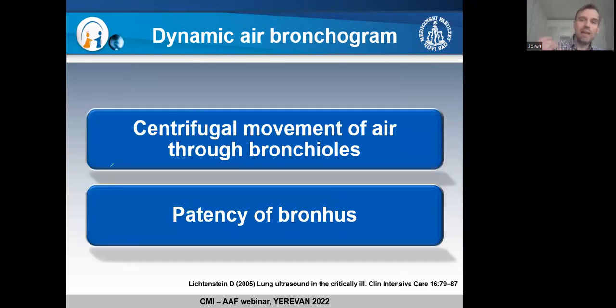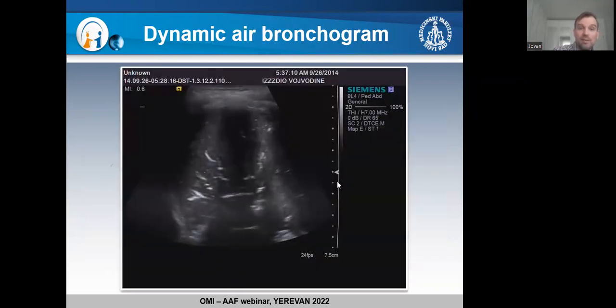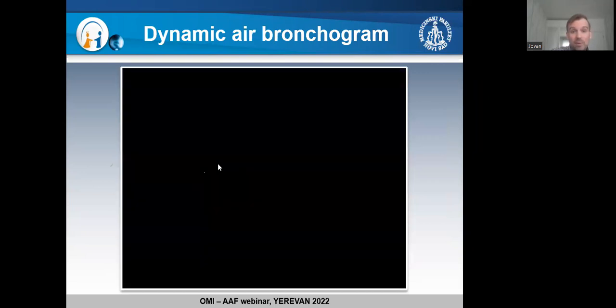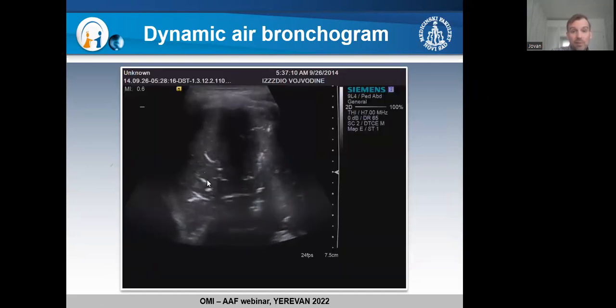Then you can see dynamic air bronchograms. This is a centrifugal movement of air through bronchioles, and it tells you about the patency of bronchus, and it excludes atelectasis. So look at here, dynamic air bronchogram. Look, the air moves through the bronchioles.